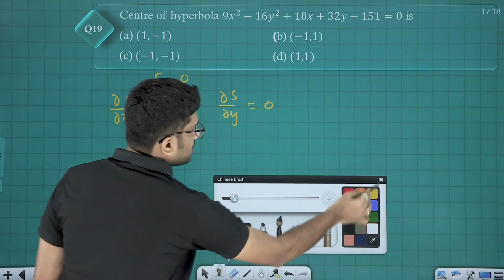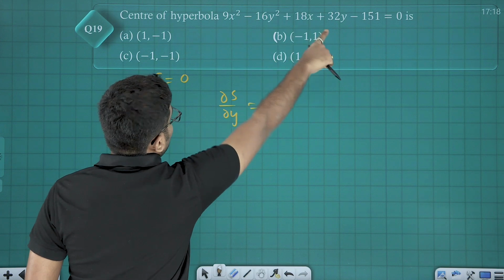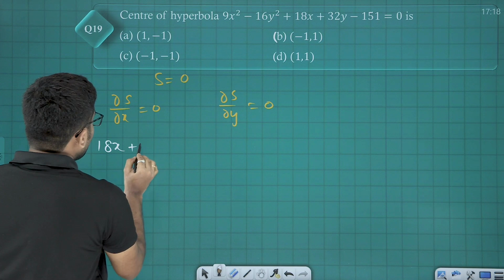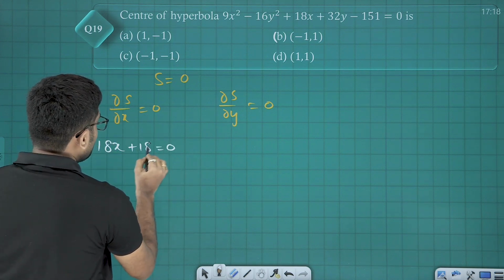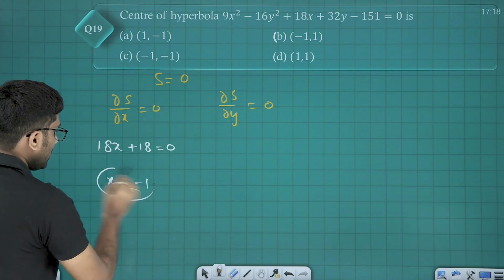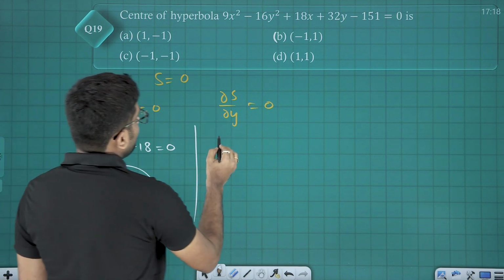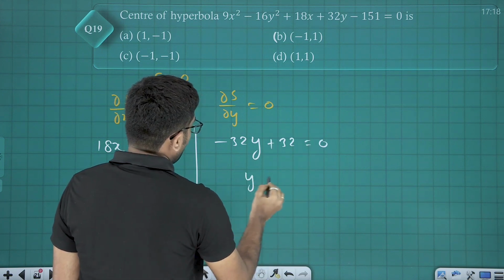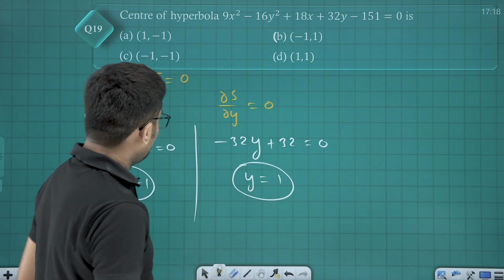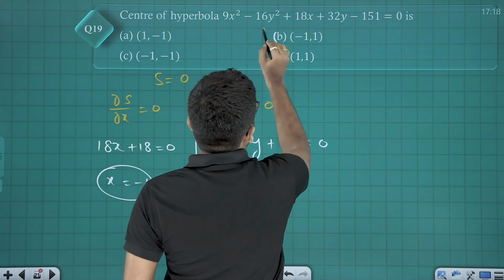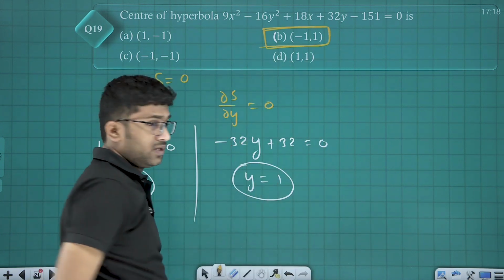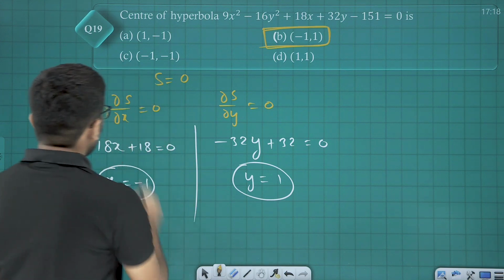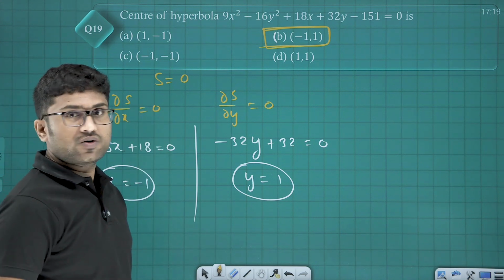So dou s by dou x is equal to 0 means when you partially differentiate this with respect to x, what you get? For 9x square it is 18x plus 18 is equal to 0. That's it. That means x is equal to minus 1. Directly we got. Next, when you partially differentiate with respect to y, minus 32y plus 32 is equal to 0. Y is equal to plus 1. So finally, minus 1 comma 1 will be the center of this hyperbola. Not only hyperbola, friends, for any curve we can get this. Dou s by dou x is equal to 0, dou s by dou y is equal to 0.